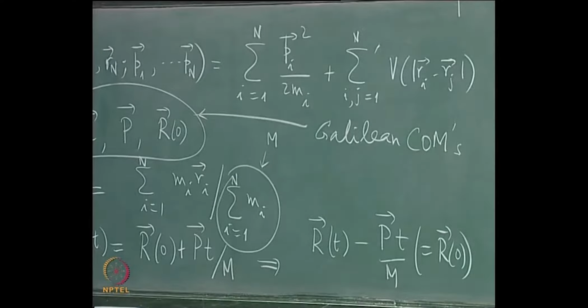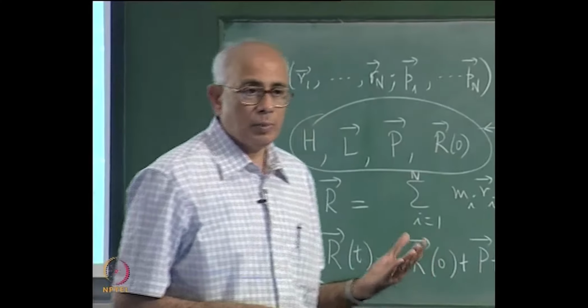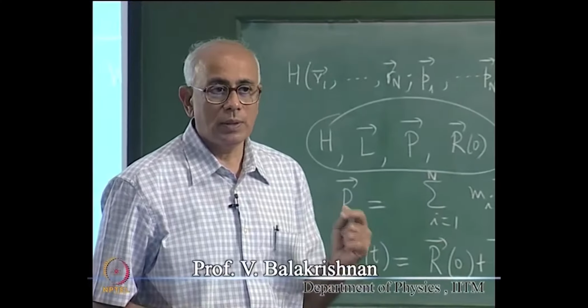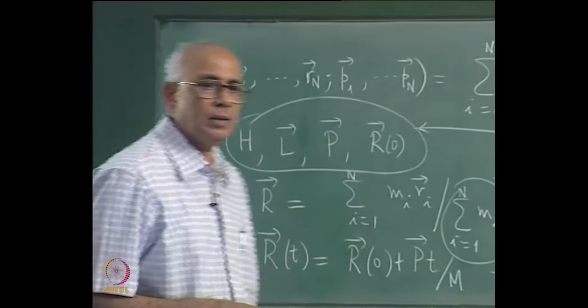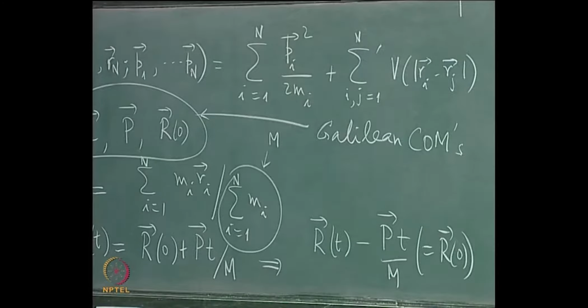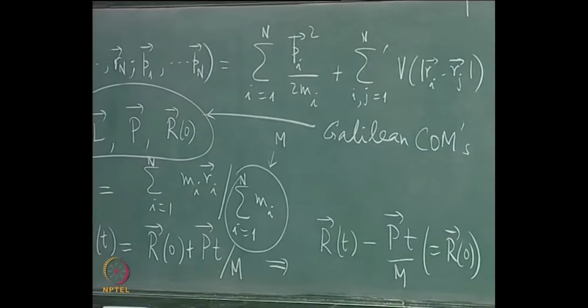And 10 constants of the motion in a 6n plus 1 dimensional phase space is pathetically small. It is simply too small for you to make any significant progress based on just these constants of the motion, to say too much about the motion. And this is as it should be.